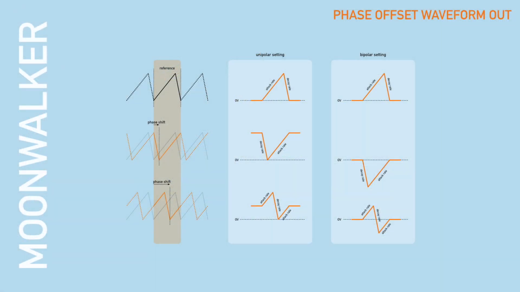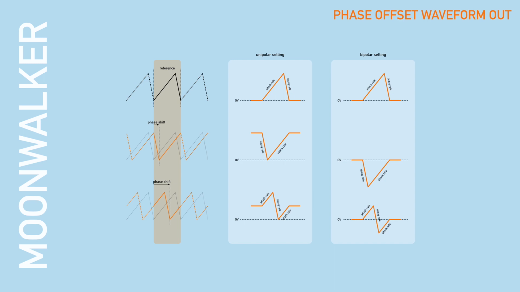I don't know for sure how to call this. On the top left, you can see an example reference oscillation or envelope. And you can see to the right of that, in orange, are the phase offset waveforms out. I've drawn the 0 axis, so you have a reference where that is. And you shouldn't really think of the attack and decay settings on Moonwalker as being time settings. They're more slope settings. They kind of control the steepness of the slope.